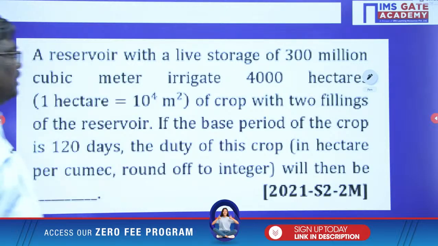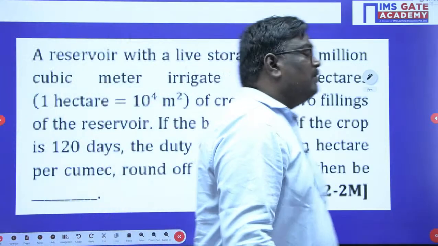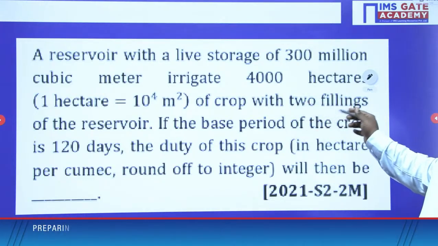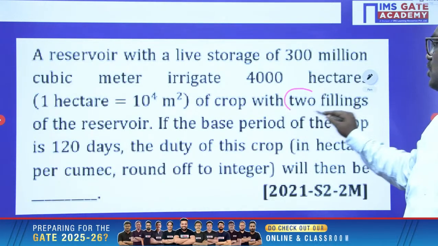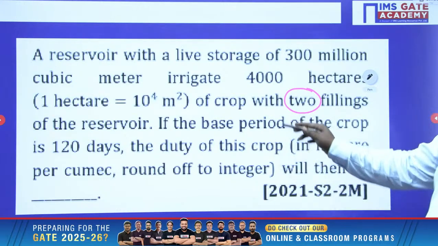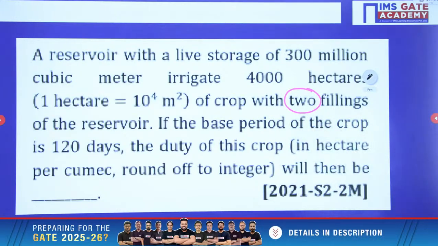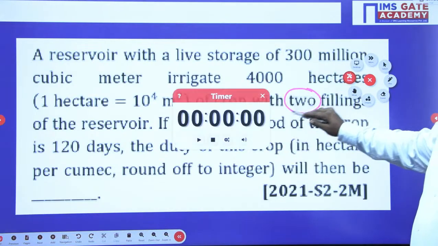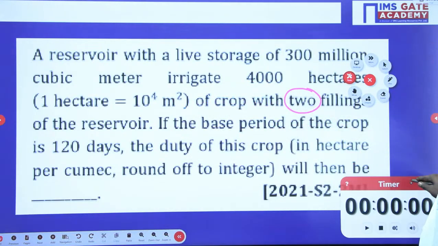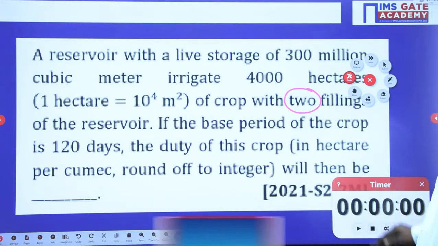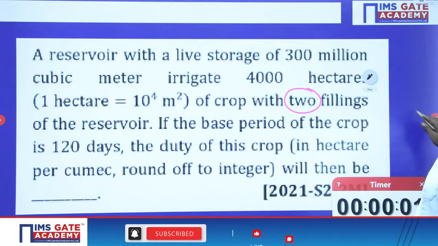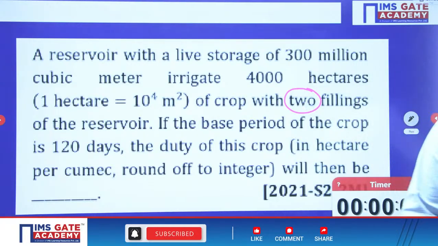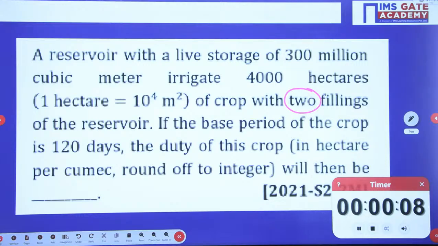Try to read this question. A reservoir with a live storage of 300 million meter cube irrigates 4,000 hectares of crop with 2 fillings. This word, so many people will make a mistake. If the base period of the crop is 120 days, the duty of the crop is. So please solve this question and I will give you 2 minutes of time. If you have any queries, you can ask me, students.